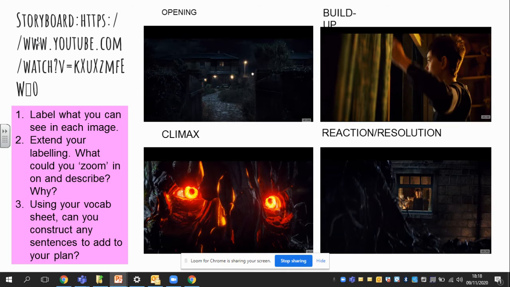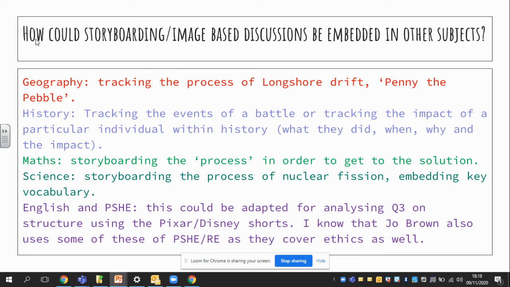But you might be thinking, how can this be applicable to my subject? So hopefully I've done this okay, but I've thought about some other subjects within the school, and how storyboarding or image-based discussions could be embedded in them. I won't have time to go through all of these with you, but they're there for you to look at and consider. I spoke to Ben in geography and he talked about tracking the process of longshore drift. He uses storyboarding as a way of telling the story of longshore drift, and he creates the character Penny the Pebble.